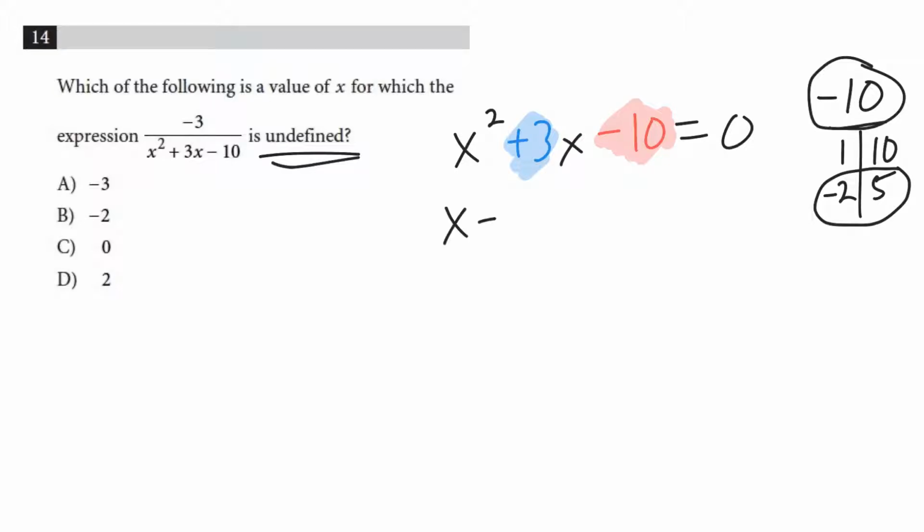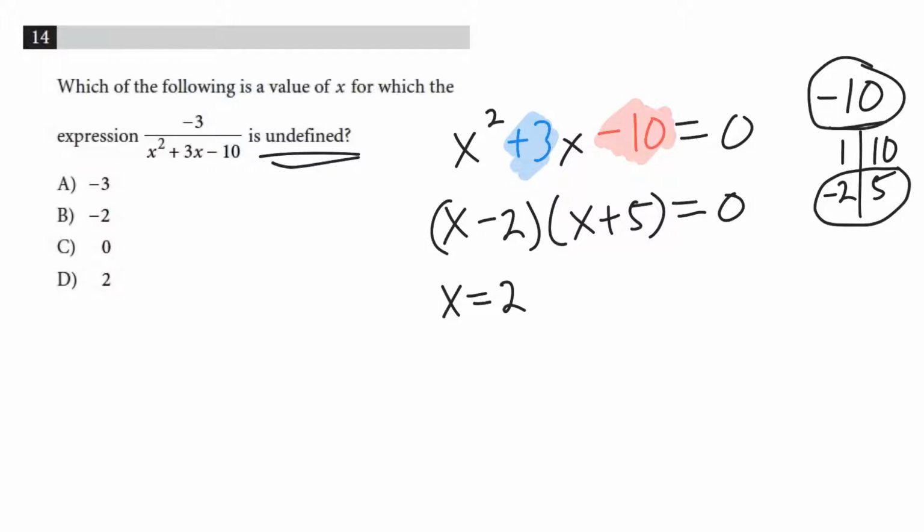So we're going to have x minus 2, x plus 5 equals 0. Okay, so this factor is going to correspond to x equals 2 as a solution, and then this factor is going to correspond to x equals negative 5 as a solution. Okay, and where do we see a solution in our list here? We see it at D, 2.